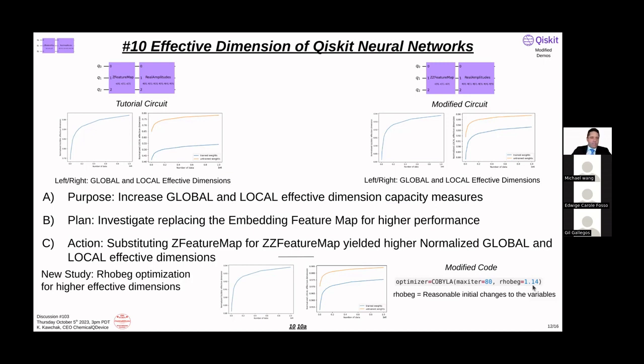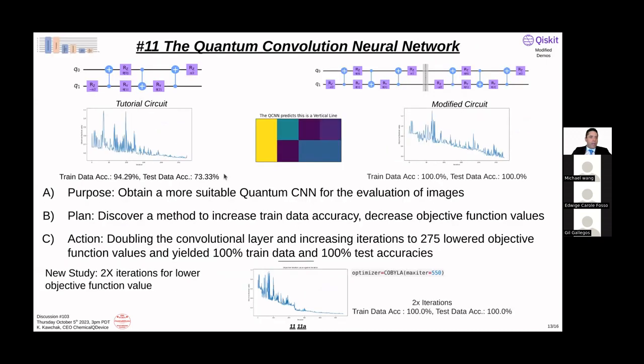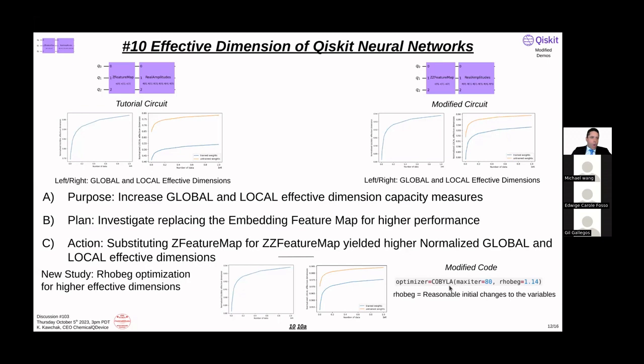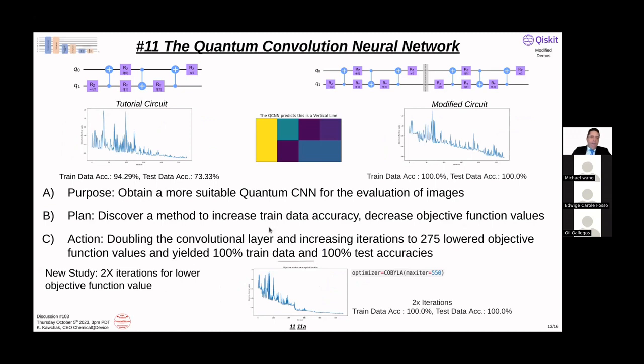So ROBEG is initially set to 1. And then I found that at this 1.14, it gave me the best, as far as the highest for the trained and the untrained for this normalized local effective dimension. So yeah, it's called ROBEG. And I don't know if it's for other ones, but I know it's on this specific one, which is for the COBYLA optimizer. So there's COBYLA, there's also Adam, and many other ones.